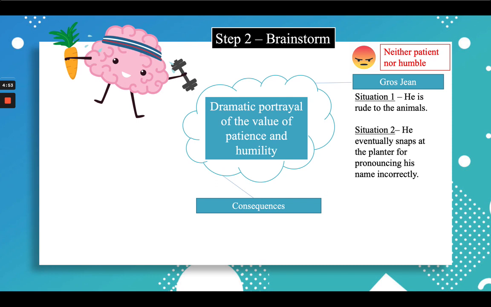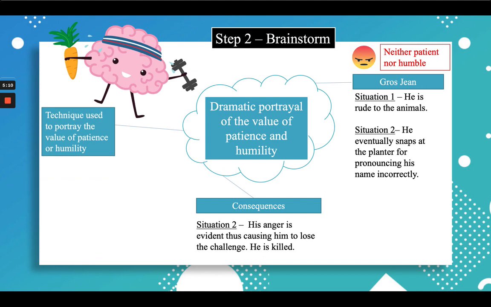Consequences. I'm going to focus on the consequence of situation 2, snapping at the planter. What happens? His anger is evident, thus causing him to lose the challenge. He is killed. Goodbye, Goja. Finally, the technique used to portray the value of patience or humility. We have folk wisdom and folk culture.